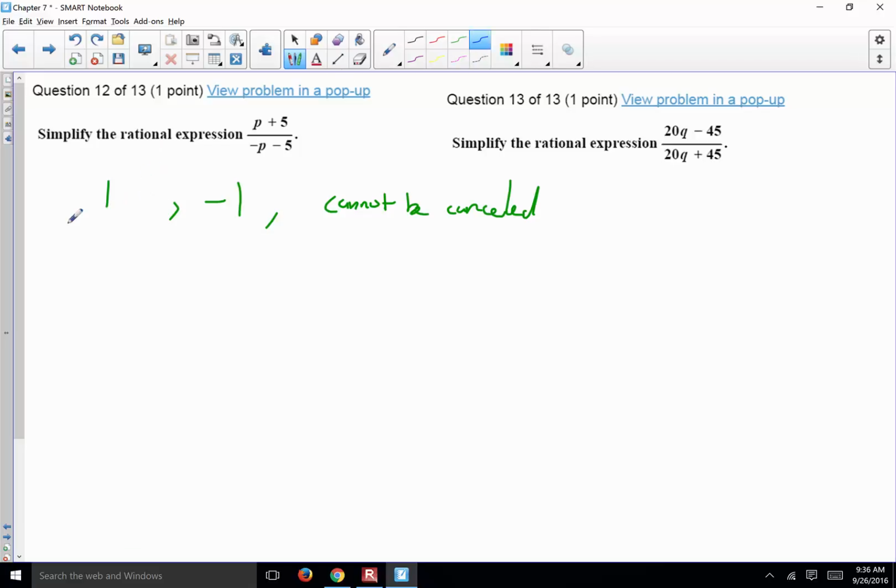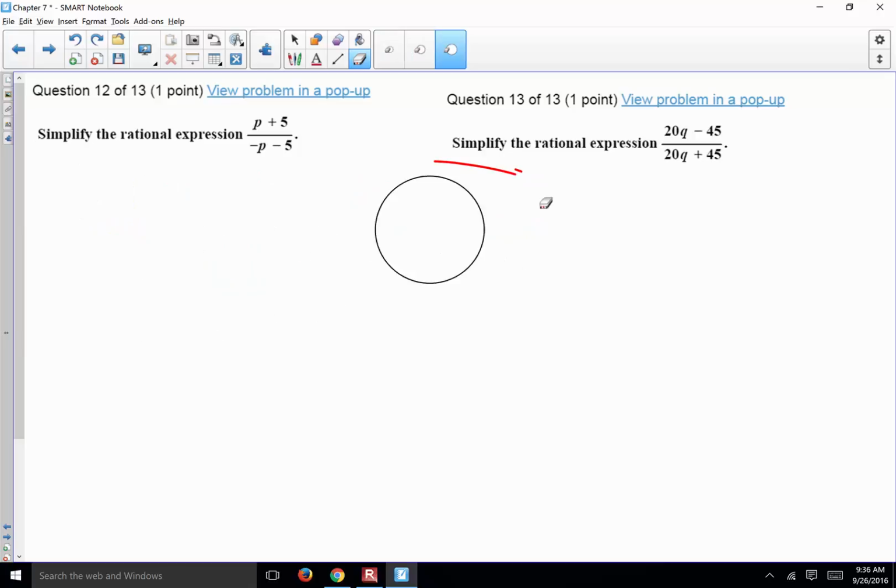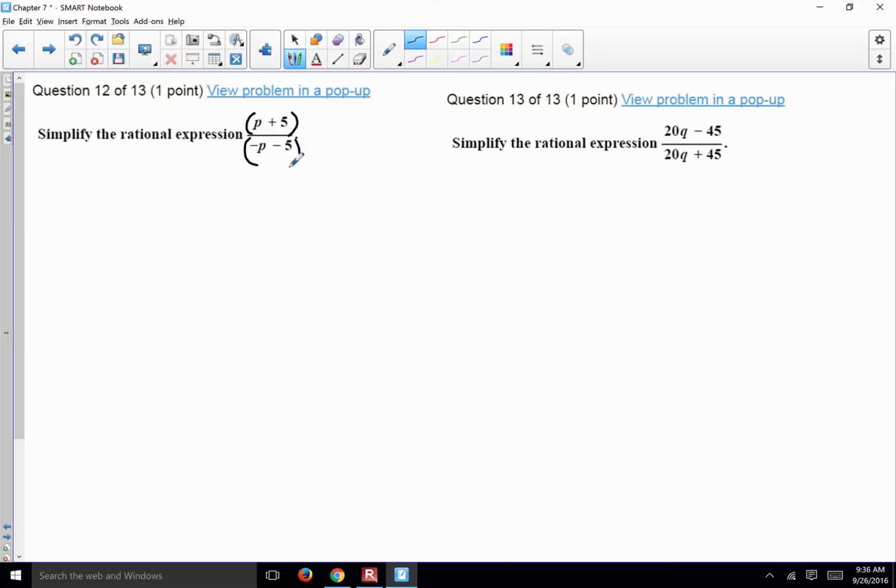Who says 1? Let me see hands. Nobody? How about minus 1? Okay, how about cannot be cancelled? The right answer is this. Why? Because I do block comparison. When I compare this block to this block, my first response is no, they are not the same, so they can't be cancelled is my first initial response.